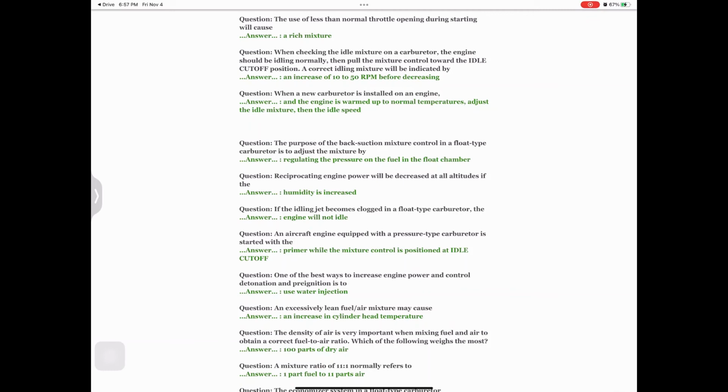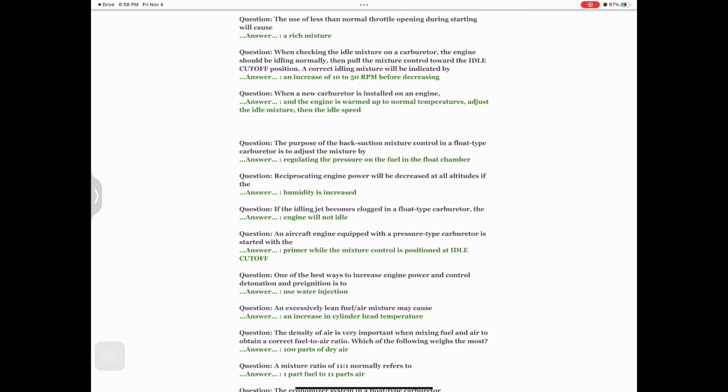Question: Reciprocating engine power will be decreased at all altitudes if the, answer, humidity is increased. Question: If the idling jet becomes clogged in a float-type carburetor, the, answer, engine will not idle. Question: An aircraft engine equipped with a pressure-type carburetor is started with the, answer, primer while the mixture control is positioned at idle cutoff.